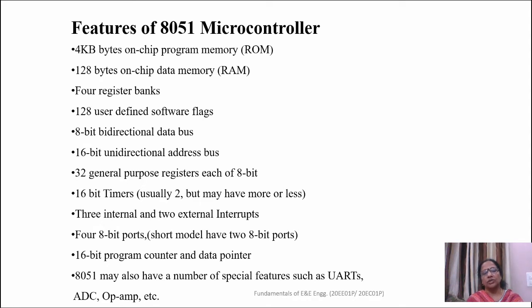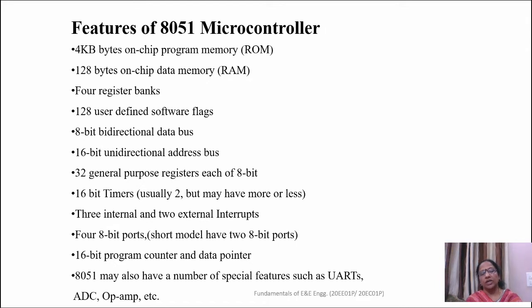This unidirectional address bus carries the 16-bit address, and then it contains 32 general purpose registers, each of 8-bit. So there are a total of 32 general purpose registers of 8-bit, which are used for special purpose or general purpose operations.